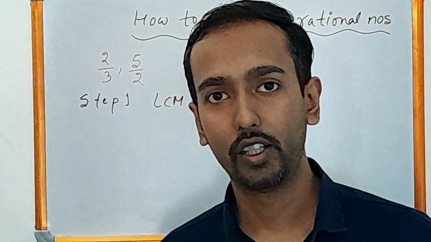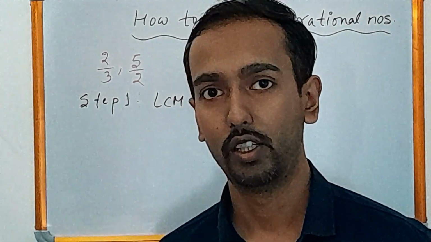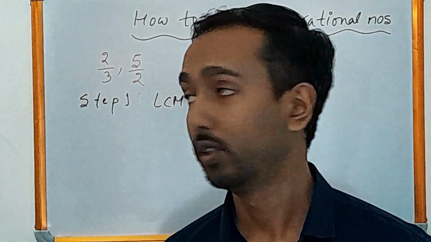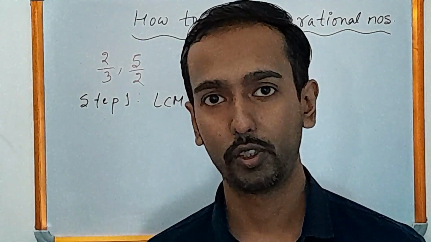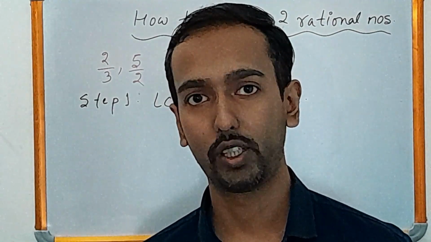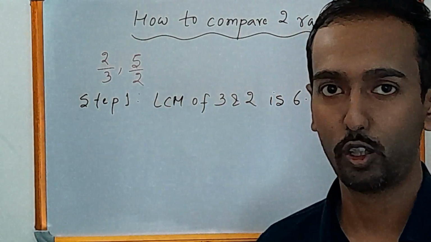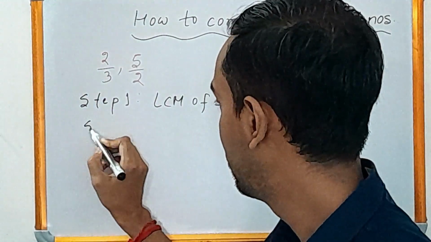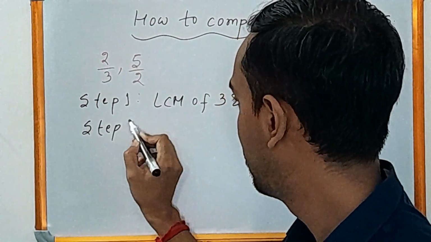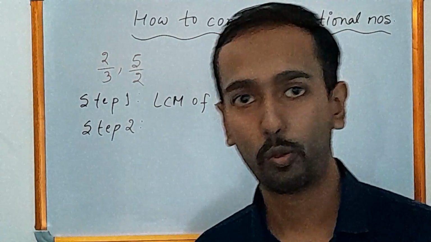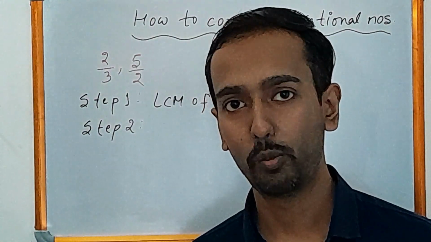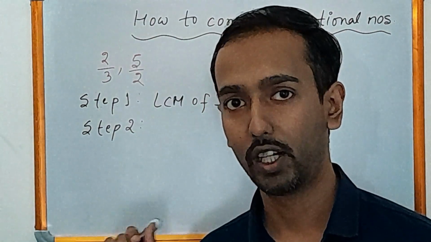So after finding the LCM of these two denominators, our next step must be to convert the denominators of these two fractions and make them equal so that we can compare further. So let's make the denominators equal. To make the denominators equal, we have to multiply the denominators of each rational number with the LCM.